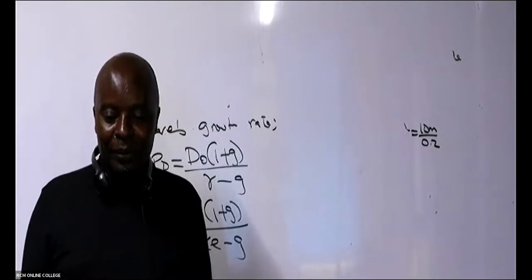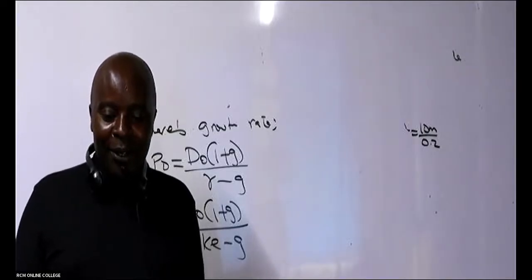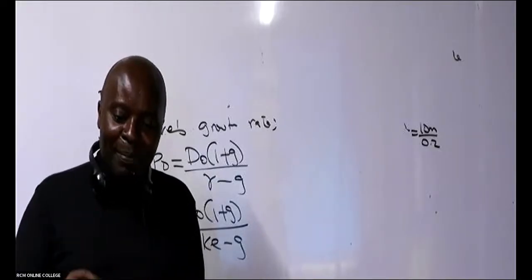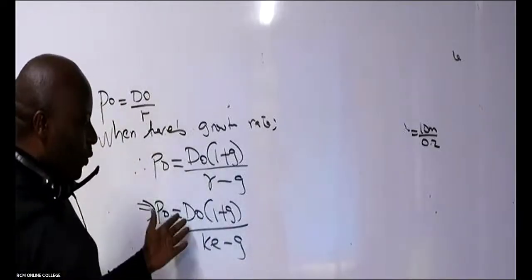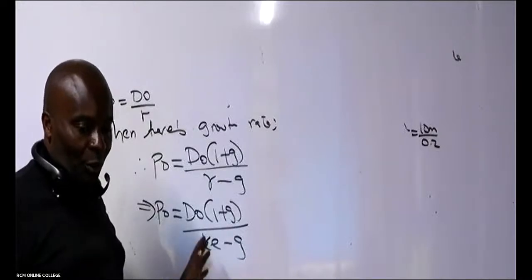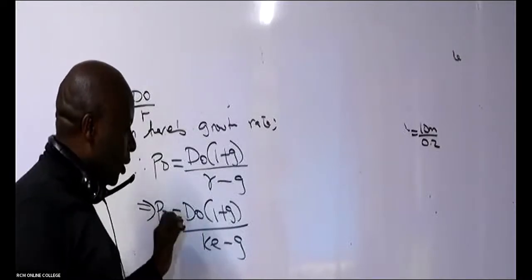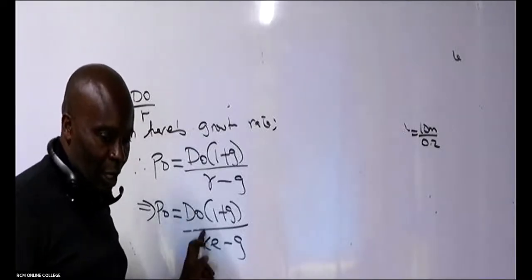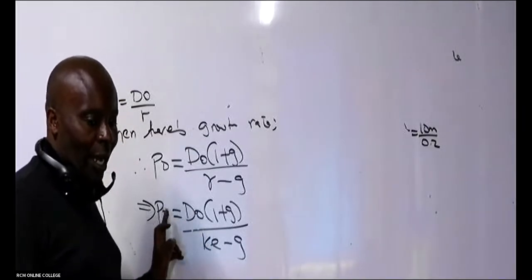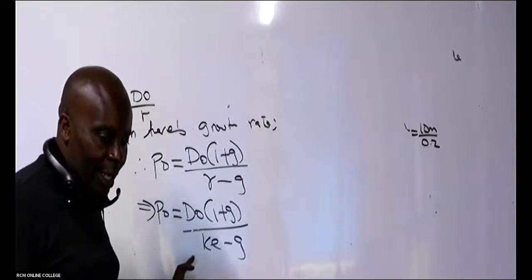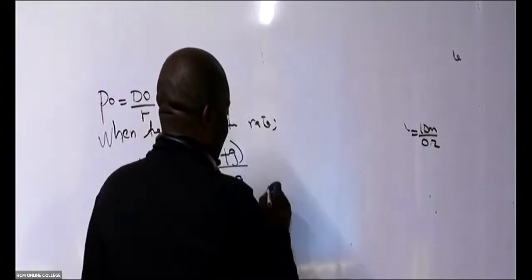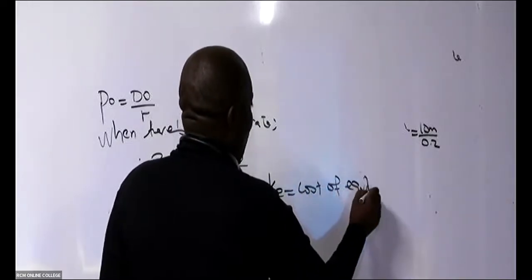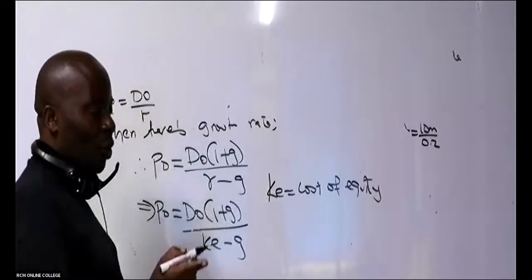Government. Yeah. So I hope that with that concept, you'll be able to remember. But again, remember that this DO is not the district officer. We know what DO stands for. DO stands for current dividends per share. PO stands for current market price per share. KE is cost of equity.